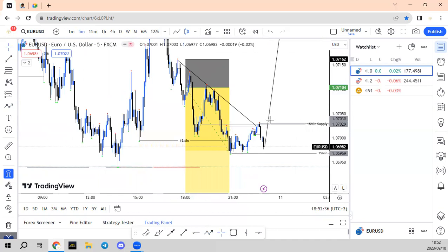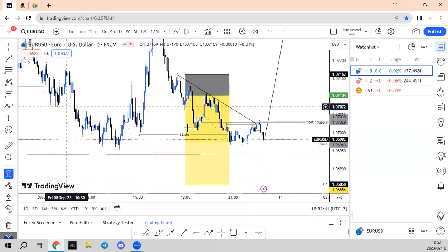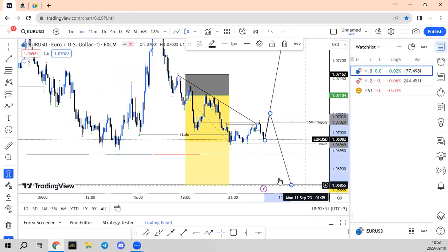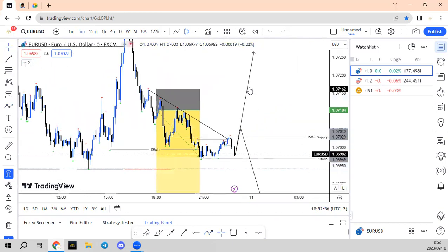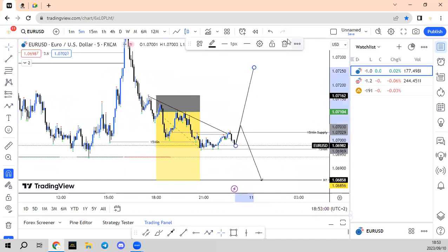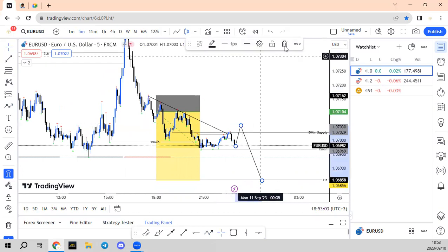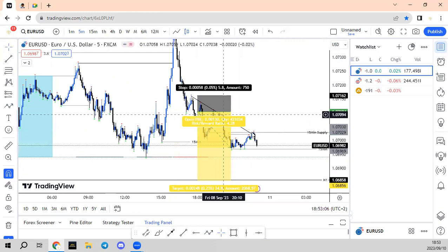However, if it continues to go up above here, I'll be looking for a sell. If it does something like this week, tomorrow, or whenever, I can look for a sell and target this targeted low. So let's see what's going to happen. Let us not predict, but react. But we can already see that this trend line has been manipulated here.